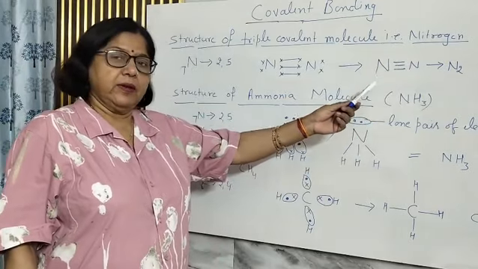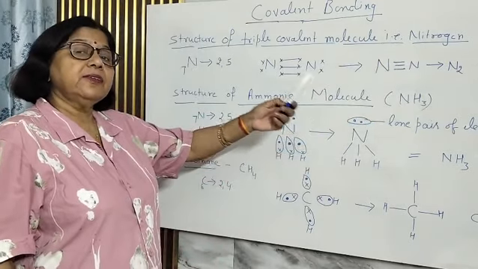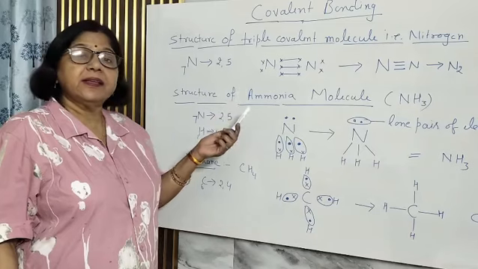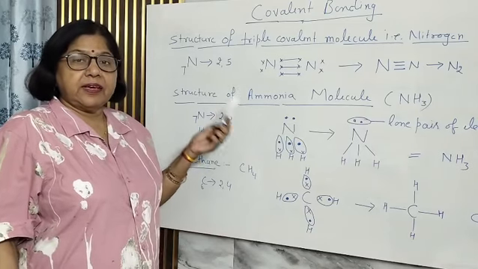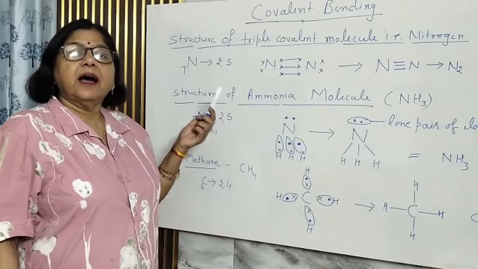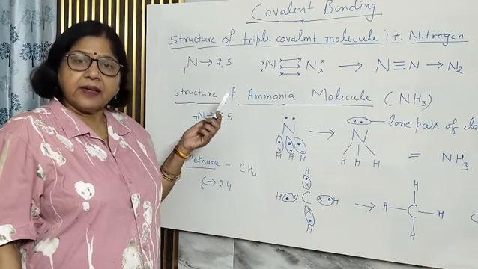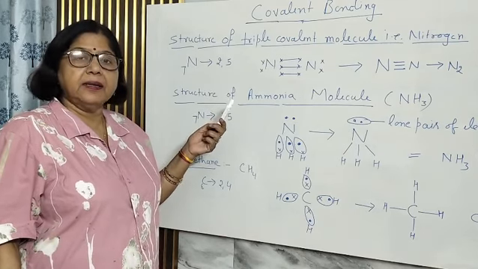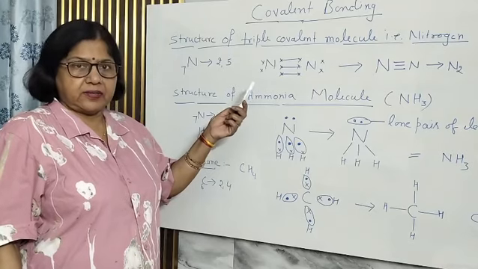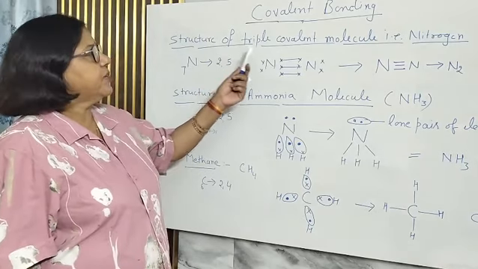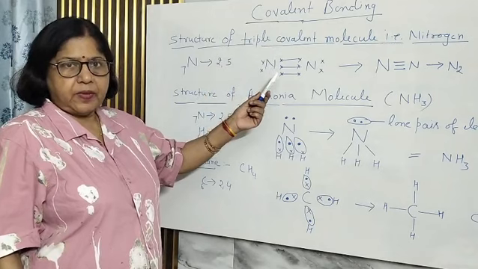And because of this triple covalent bond, children, nitrogen is so inert that it is present in the atmosphere at 78%, but is still an unreactive gas. Not an inert gas exactly, but it is a non-reactive gas. So what is it? It is the triple covalent bond.